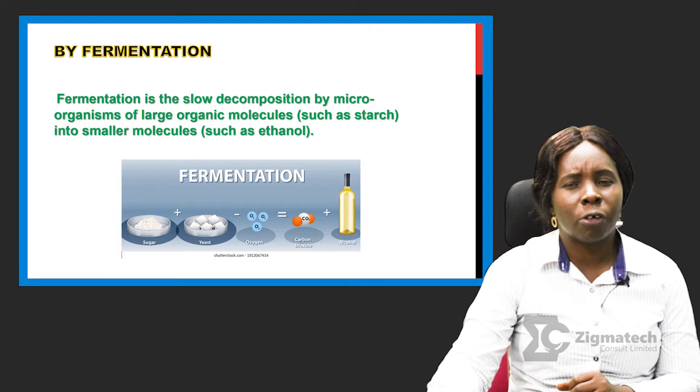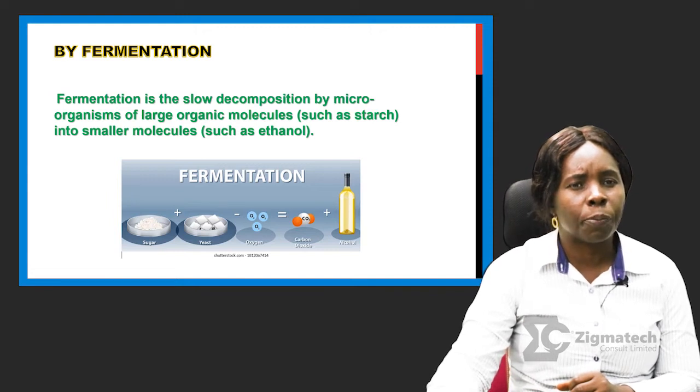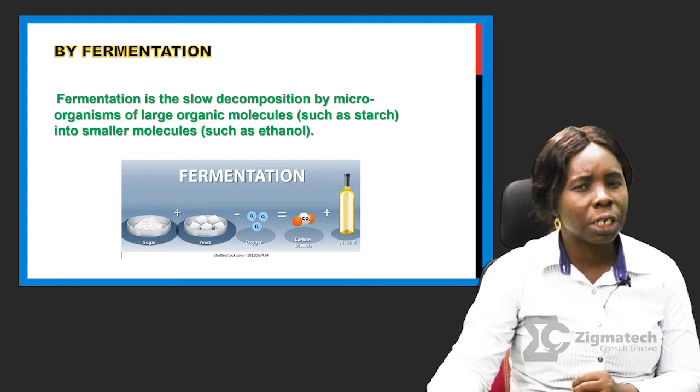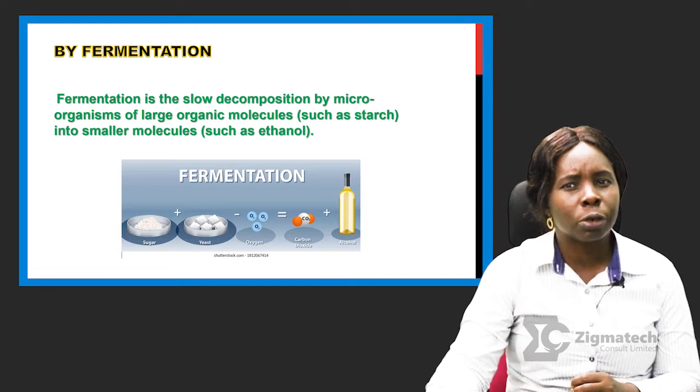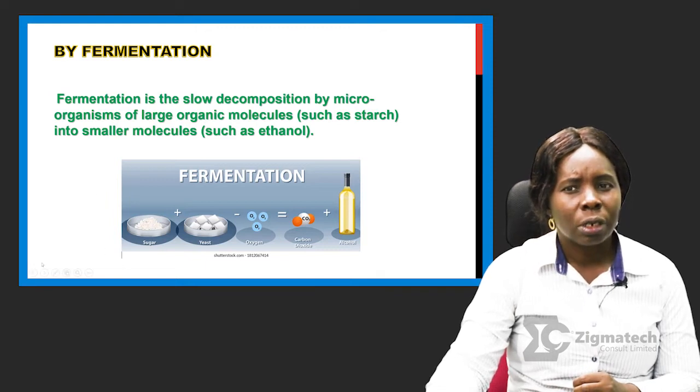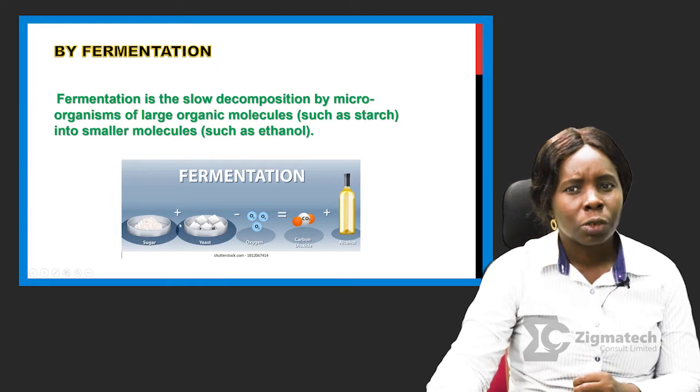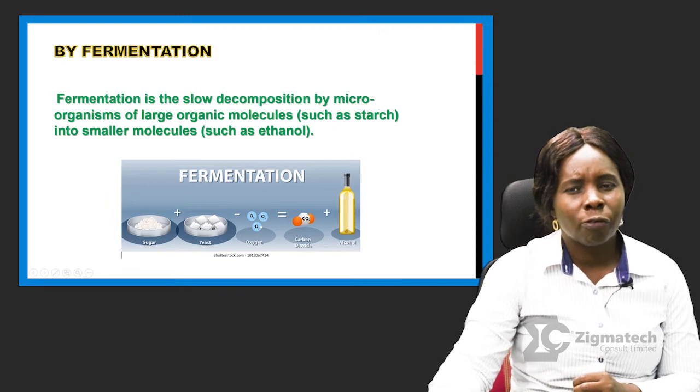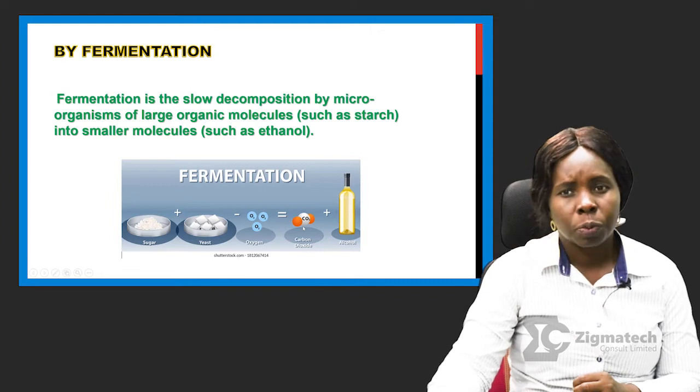The second preparation of ethanol is by fermentation. Fermentation is the slow decomposition by microorganisms of large organic molecules such as starch to produce small molecules such as ethanol and carbon(IV) oxide. So when we have a large organic molecule like starch or any type of sugar, you add microorganisms like yeast. In the absence of oxygen, it will produce carbon(IV) oxide, and ethanol is the product. They are the products of fermentation.